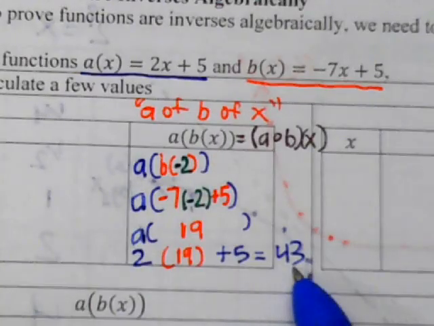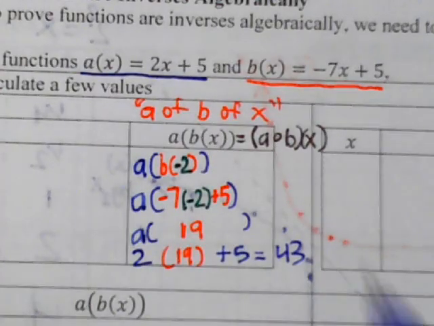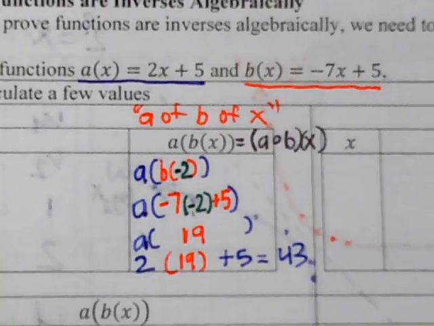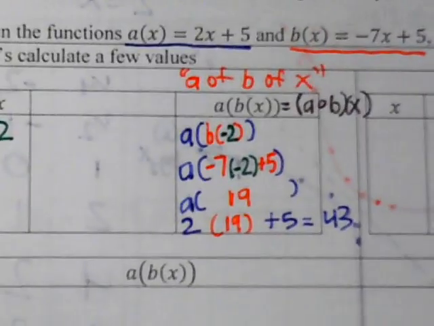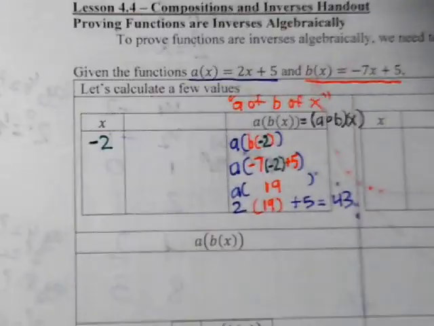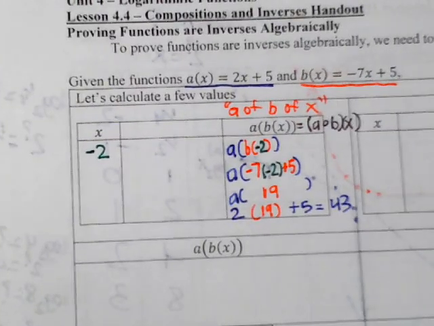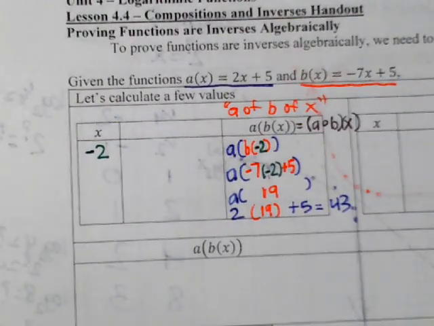Let's have you guys try it for a second. I didn't really plan the space well here, but go ahead and try to calculate wherever you have room. A of B of negative 1.